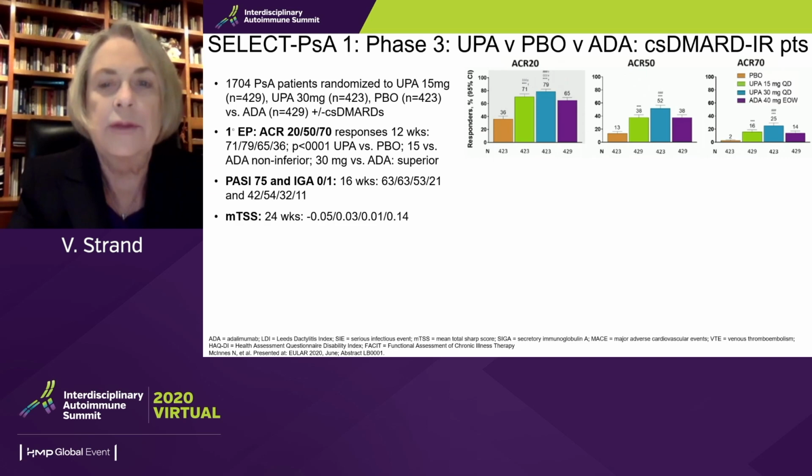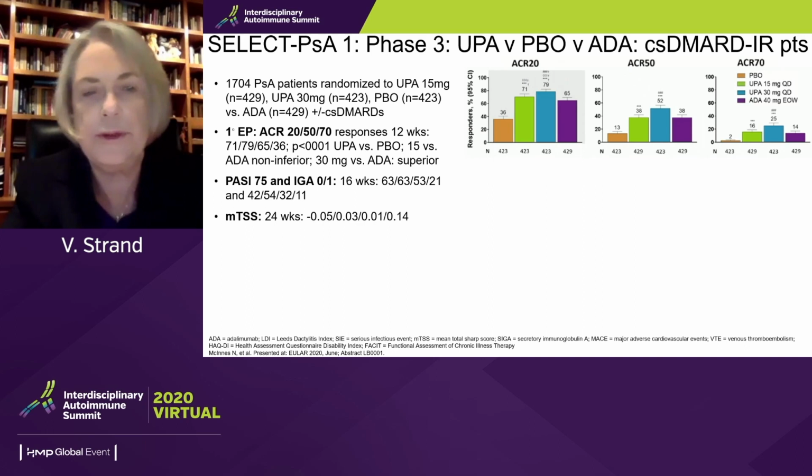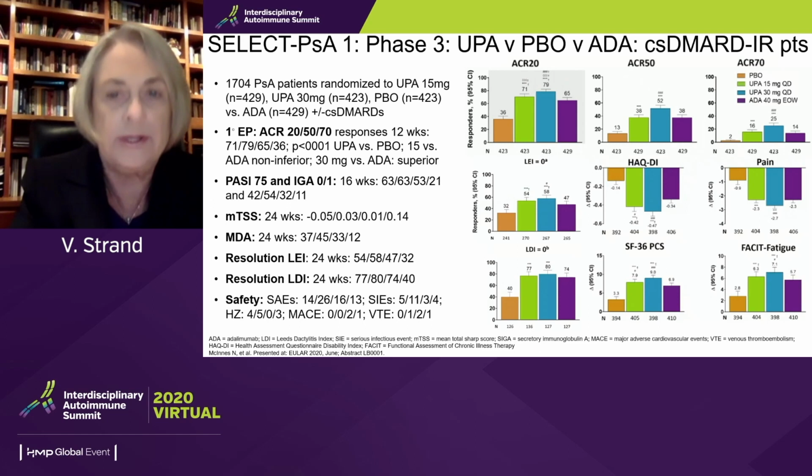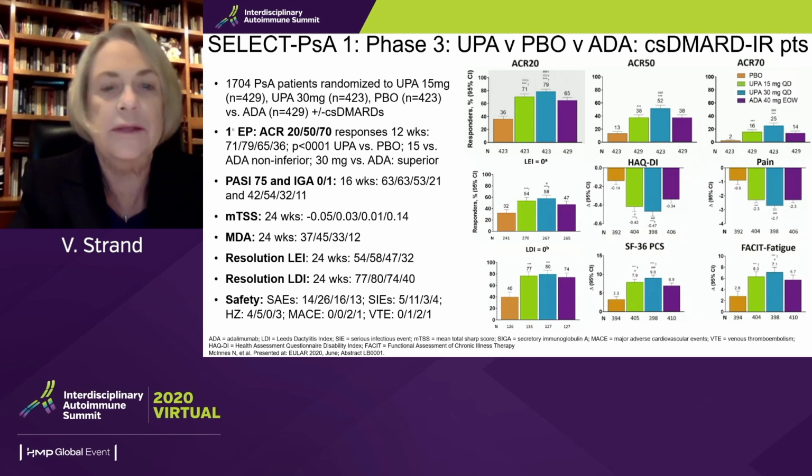If we look at the total SHARP scores, again, we see a little bit better with UPA 30 than with 15. And then we have minimal disease activity, which are nice numbers at 24 weeks, 45% with UPA 30 and 37% with 15, complete resolution of enthesitis and dactylitis, FACIT-Fatigue looking good, pain relief looking good, HAQ-DI looking very good, and the safety profile similar to what we expect. Interestingly, there were actually two cases with adalimumab versus one with upadacitinib 30.